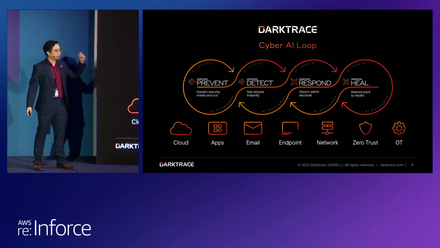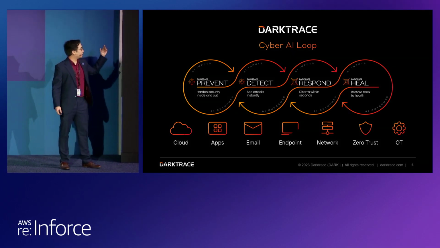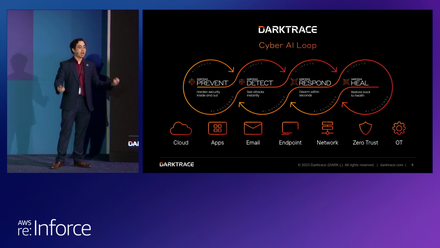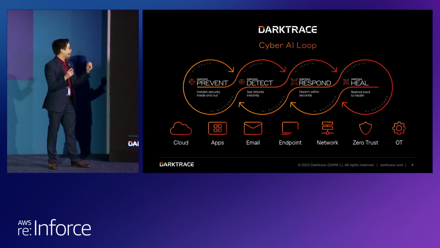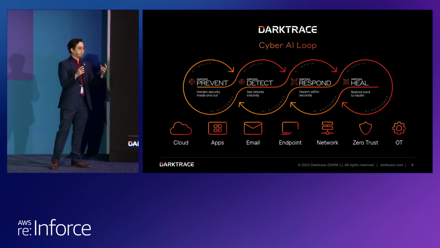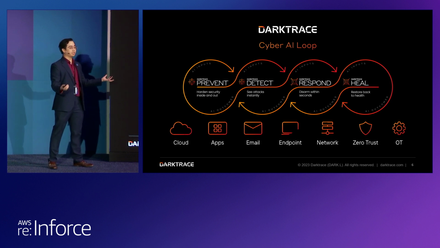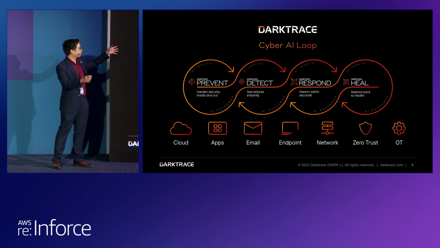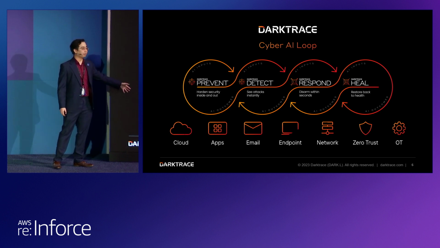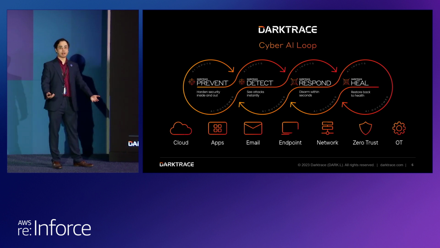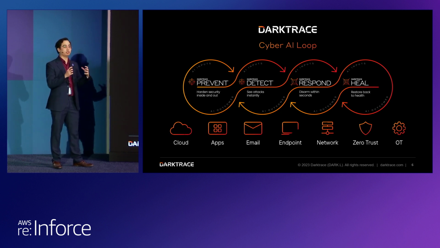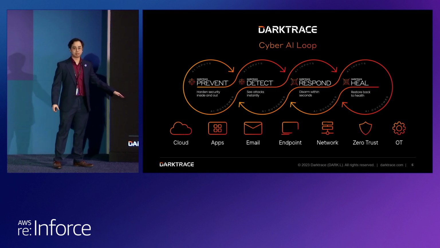Insights from Detect fuel Respond. Insights from Prevent help Detect contextualize your business, and contextualize the different risks that exist within your business. And taking that same approach, we're able to apply that to all of the coverage areas that you see below. Because like I said, your business has many different components, regardless of whether it's cloud, email, or endpoint. Darktrace is able to help address risk in all of these places.